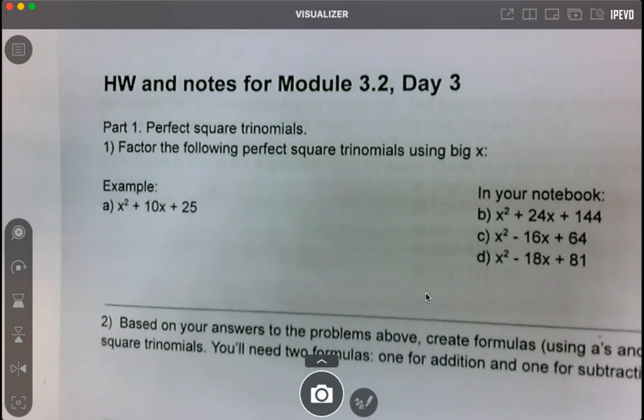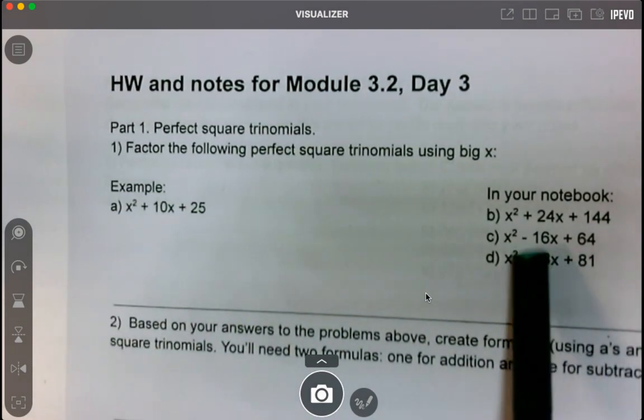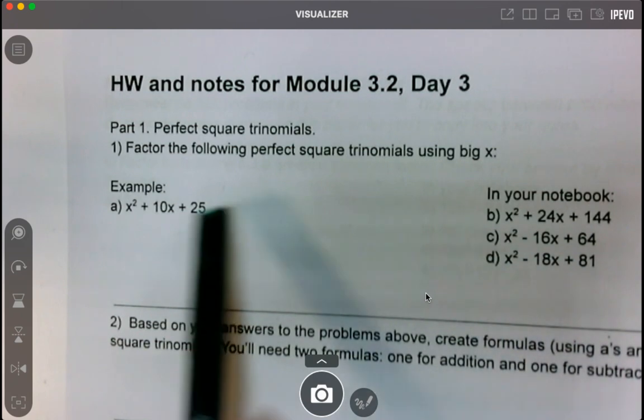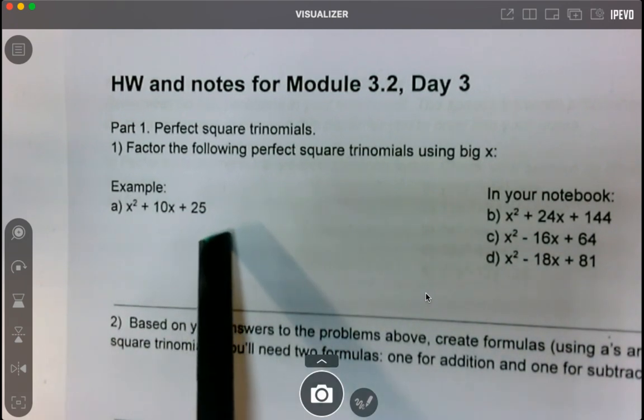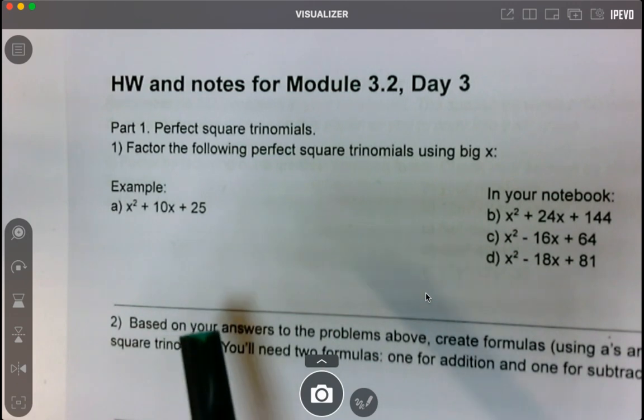Hello, Math 3. Today we're going to go over the notes for Module 3.2, Day 3. Now, on this handout, you'll notice that for each section, there is an example and then some problems to do in your notebook. You're welcome to write the examples on this paper so that you have them handy, or you may choose to write them in your notebook instead.